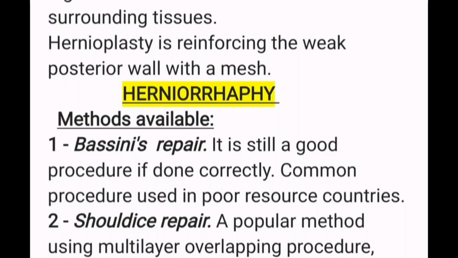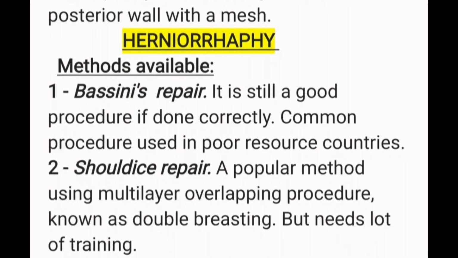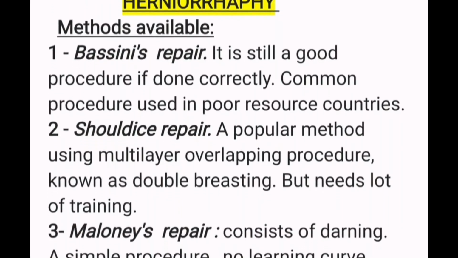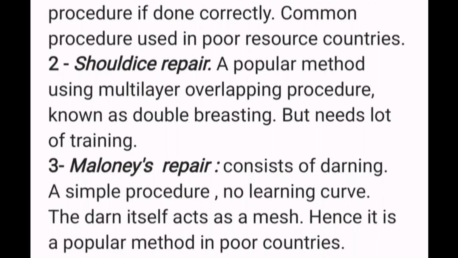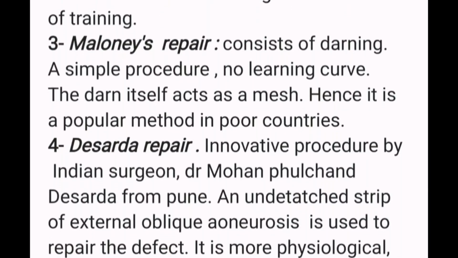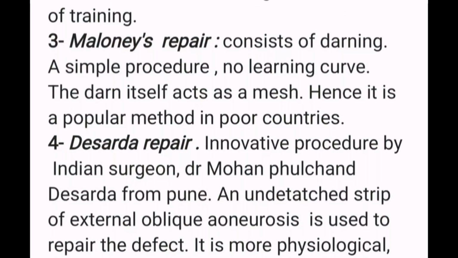Herniorrhaphy. The methods available are: number 1, Bassini's repair. It is still a good procedure if done correctly. Common procedure used in poor resource countries. Number 2, Shouldice repair, a popular method using multi-layer overlapping procedure known as double breasting, but needs a lot of training. Number 3, Moloney's repair, consists of darning, a simple procedure, no learning curve. The darn itself acts as a mesh, hence it is a popular method in poor countries.